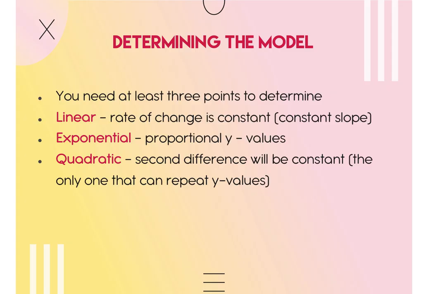So when we determine the model of this, we already know. We're going to need at least 3 points to figure this out because we need to do the difference. On quadratic, you need 4. So linear, you're looking for the first difference to be the same. Exponential, we're looking to see that we multiply the same thing each time. And quadratic, second difference the same. The other thing is that quadratic is the only one that can repeat a y.